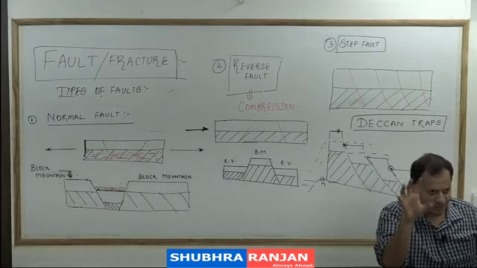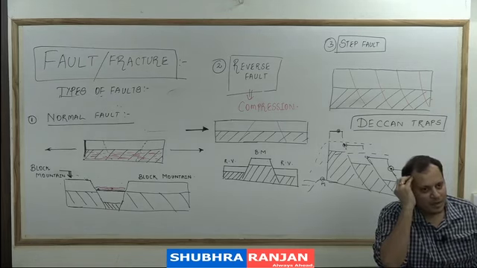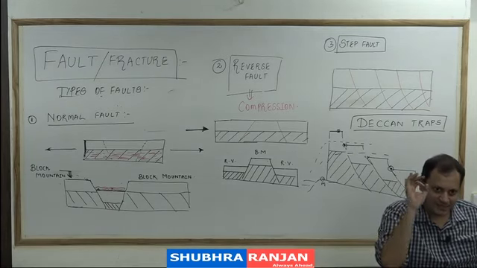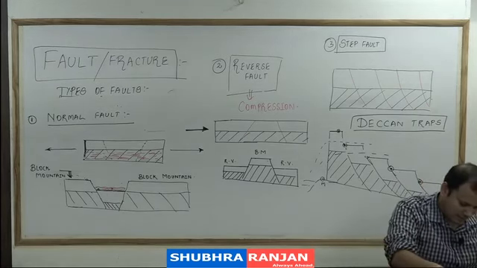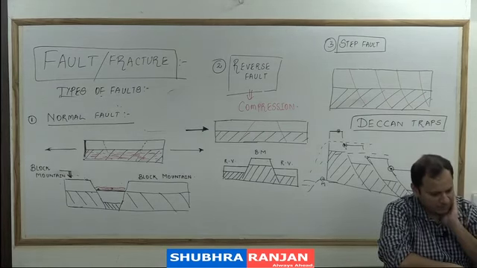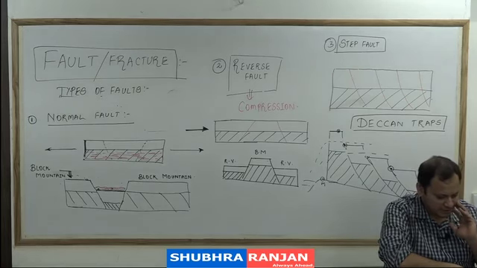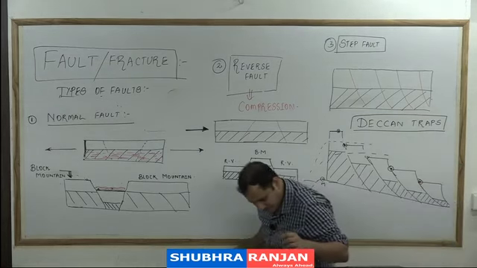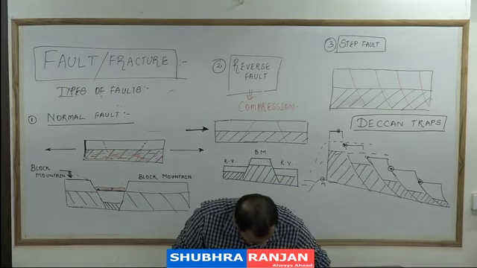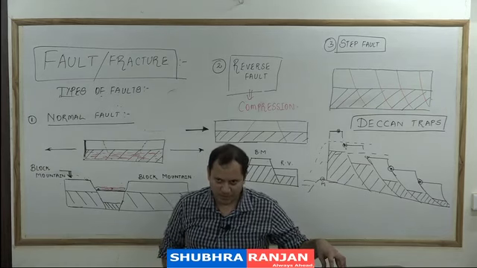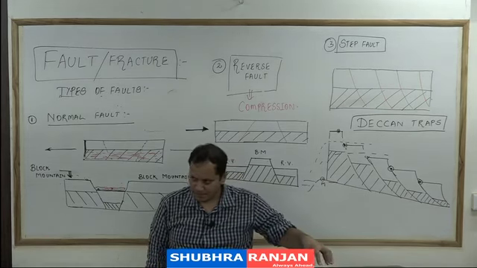Getting it? Why the eastern side of Western Ghats? Same point. Therefore they are known as Deccan traps, because traps in the Swedish language means staircase. Fine with this?